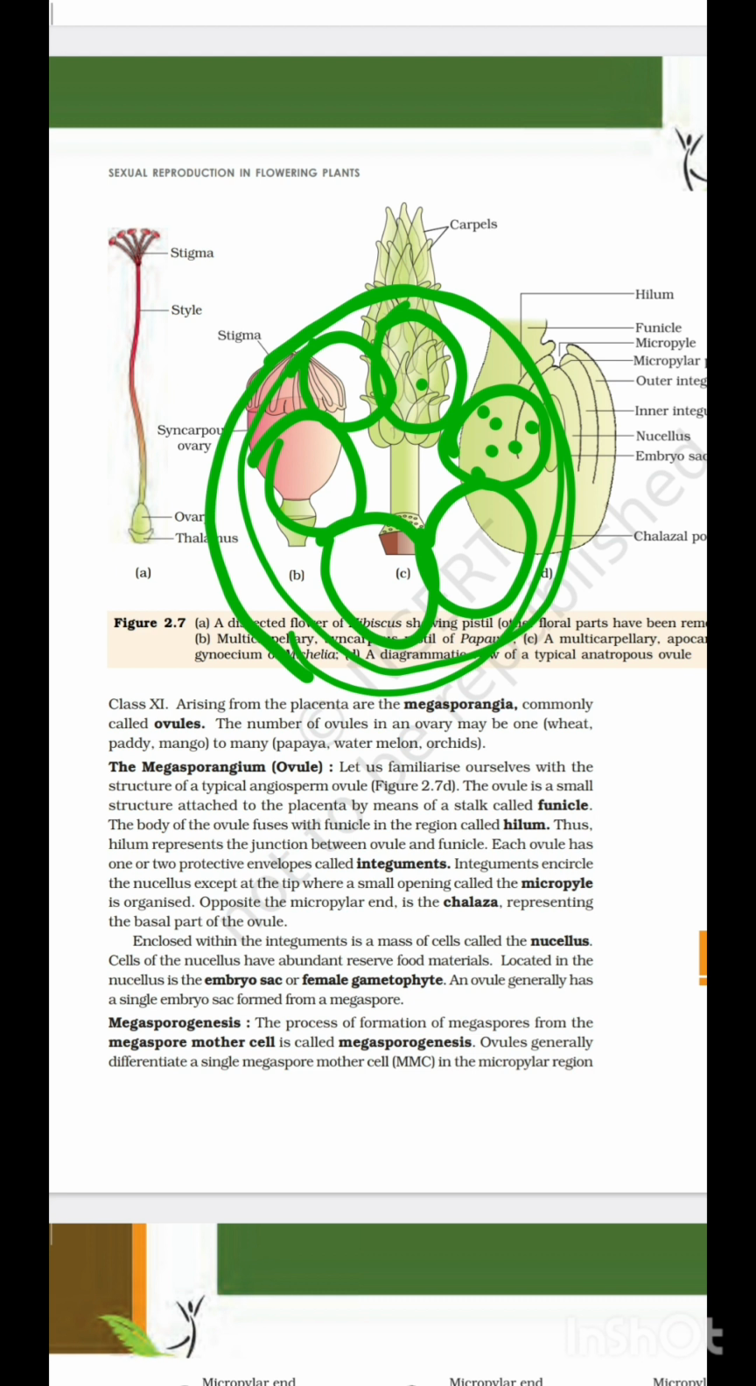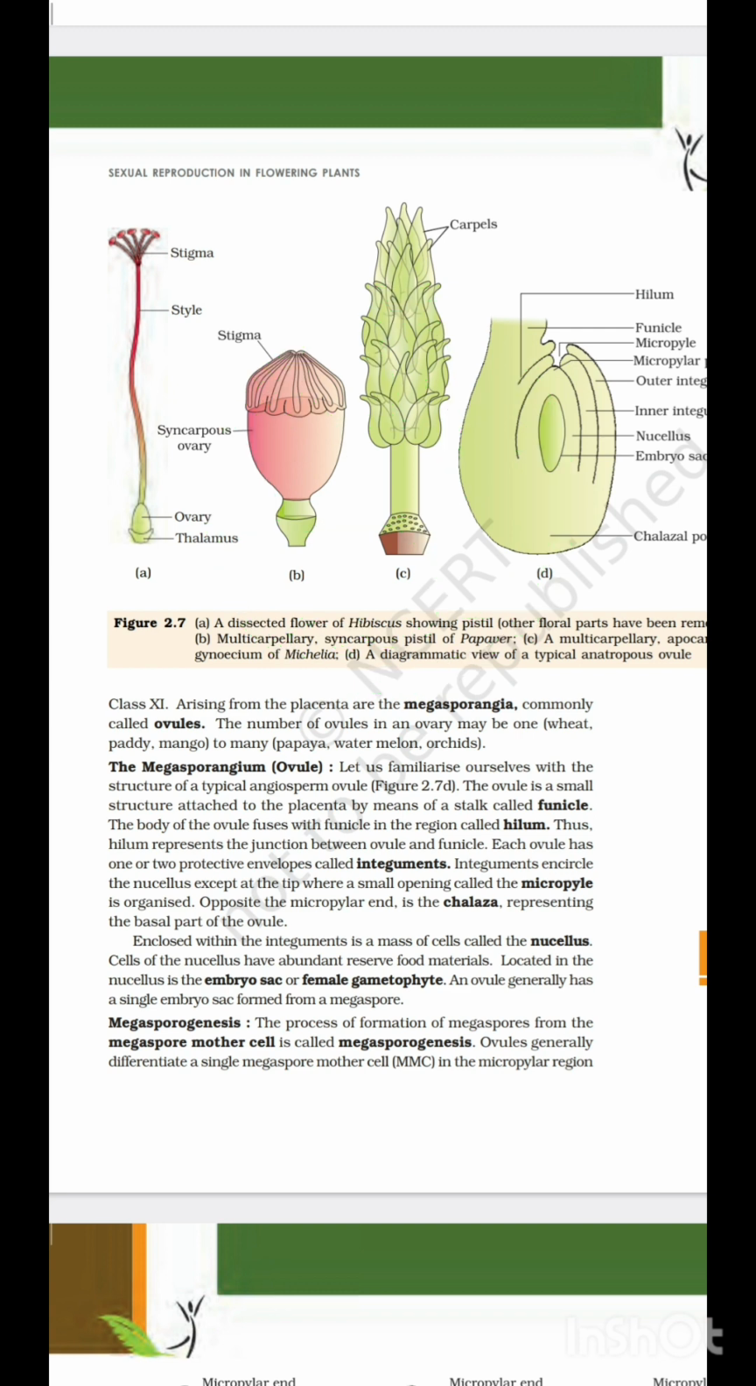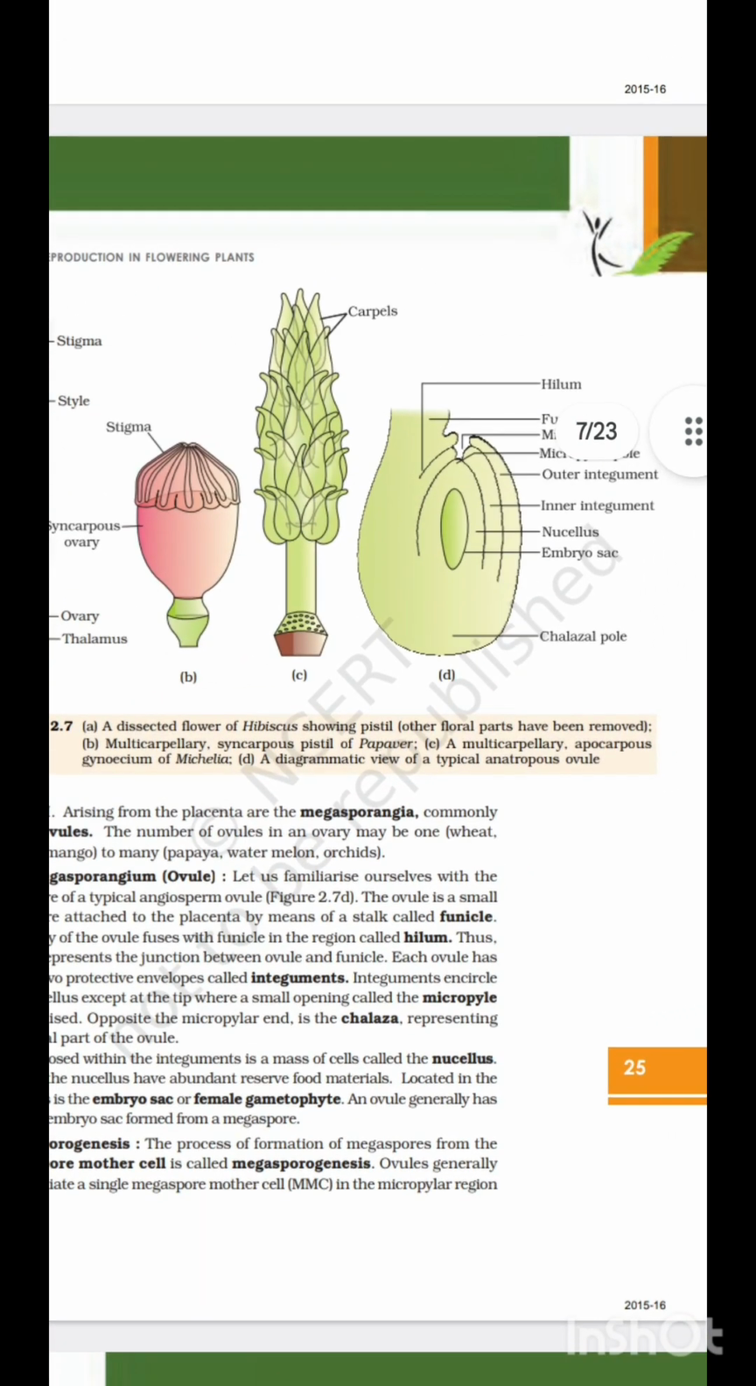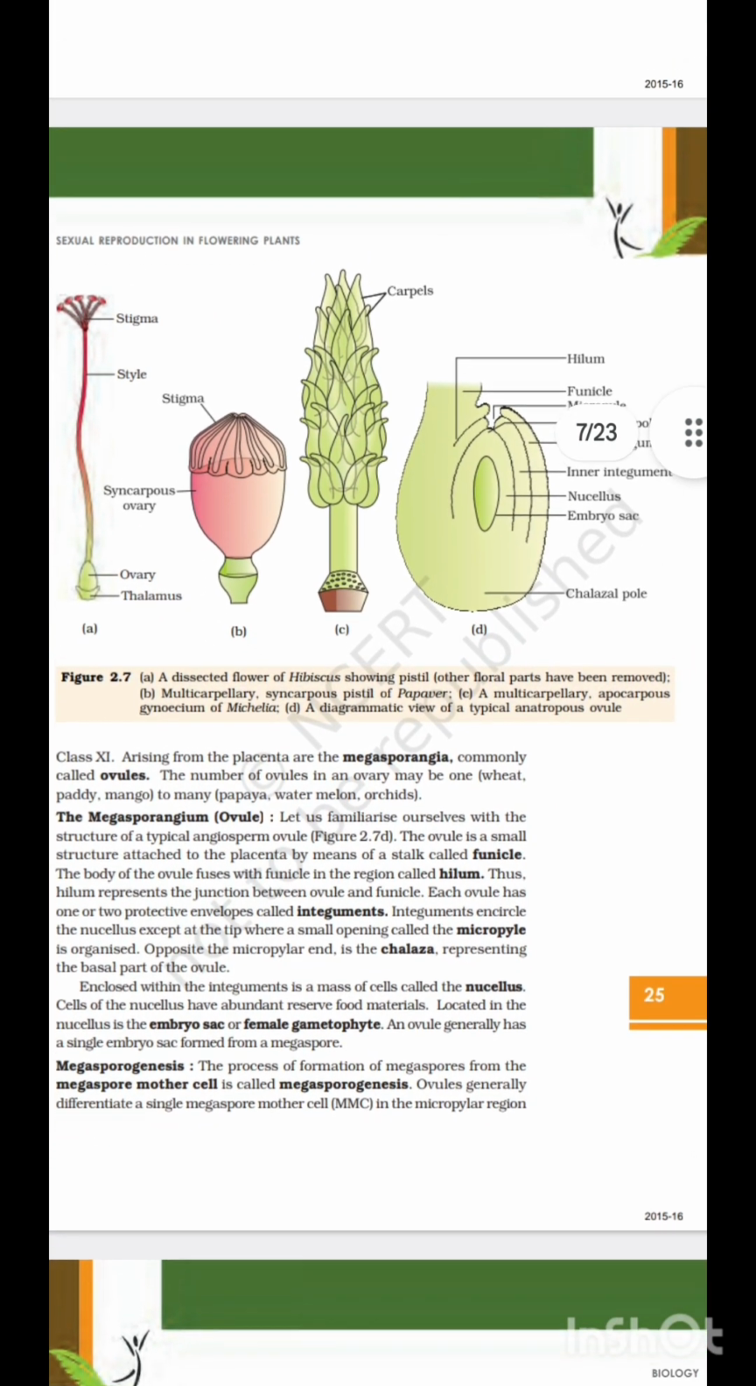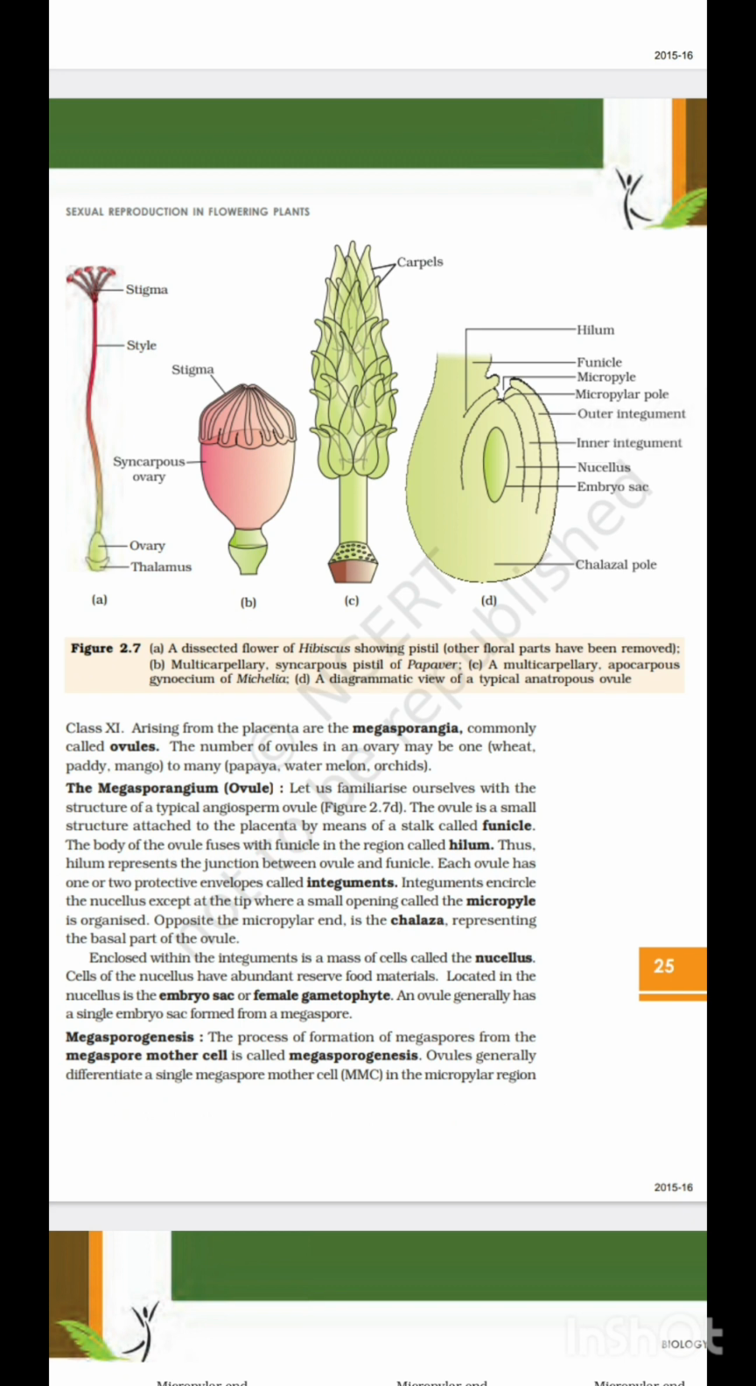Then the ovule. Let us familiarize ourselves with the structure of a typical angiospermic ovule. The ovule is a small structure attached to the placenta by means of a stalk called funicle. So this is the structure of the ovule, and the body of the ovule is fused with the funicle in the region called hilum.